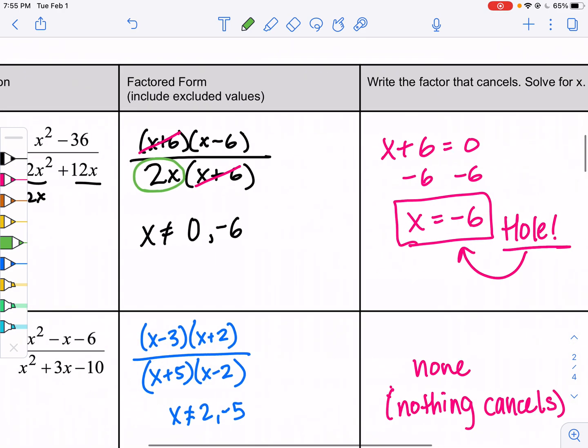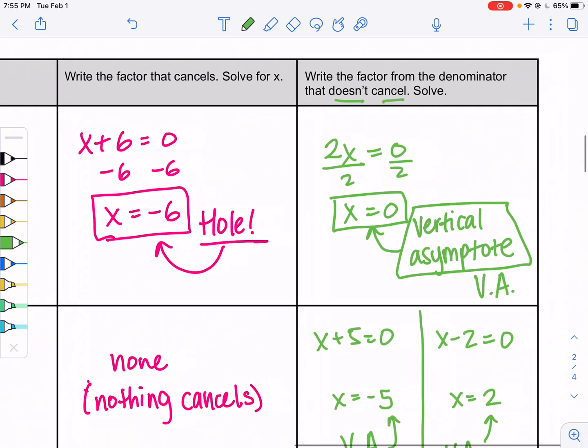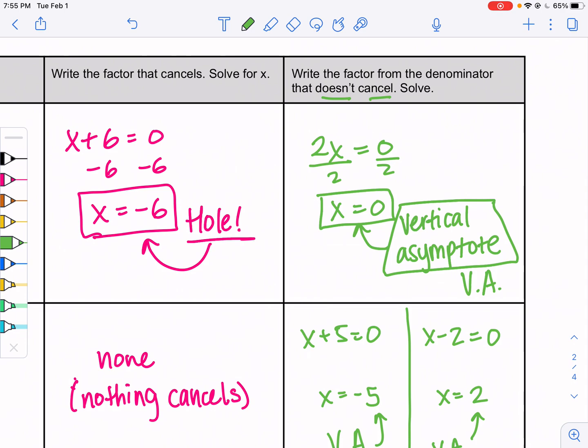So we can see our two discontinuities, right? These two restricted values tell me, in this case, one of them is a hole and one of them is a vertical asymptote. They could both be holes or they could both be vertical asymptotes, but that's what we're trying to figure out.